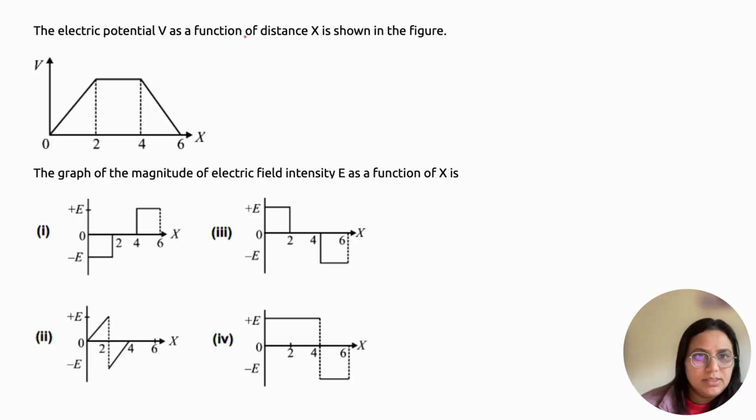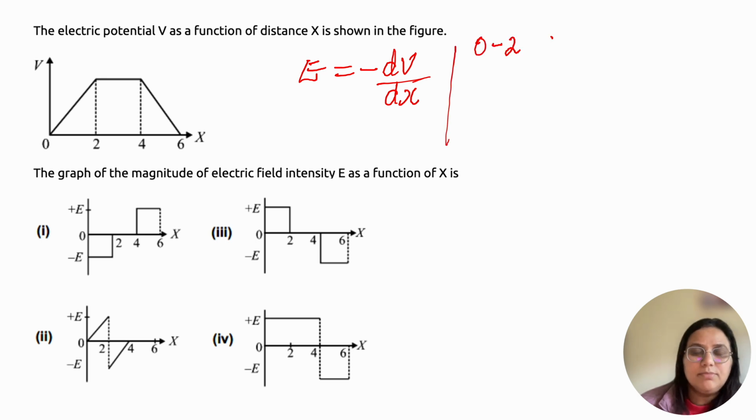The electric potential V as a function of distance x is shown in the figure, for 0 to 2, 2 to 4 and 4 to 6. We also know that the potential decreases as we move from a weaker to a stronger electric field. So E is equal to minus dV divided by dx. As per this equation, when you look at the graph, from 0 to 2, the slope of this graph, that is V by x, gives the electric field. So the slope of this graph gives the electric field, dV divided by dx.